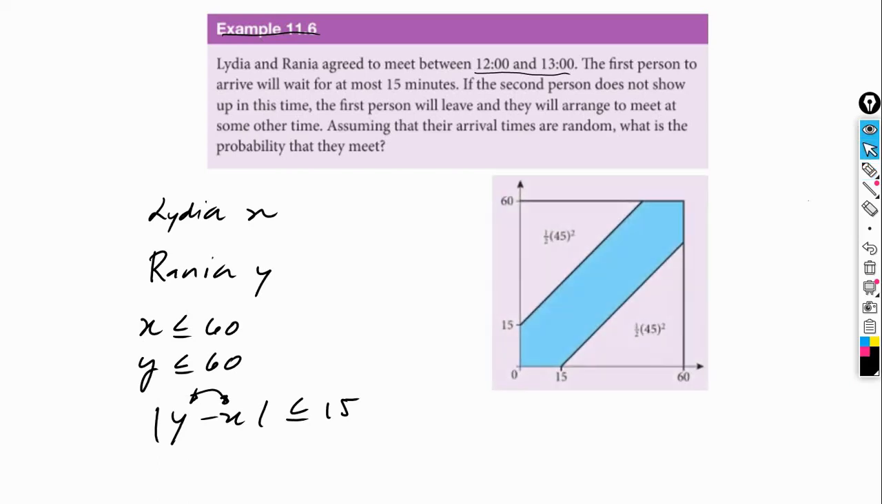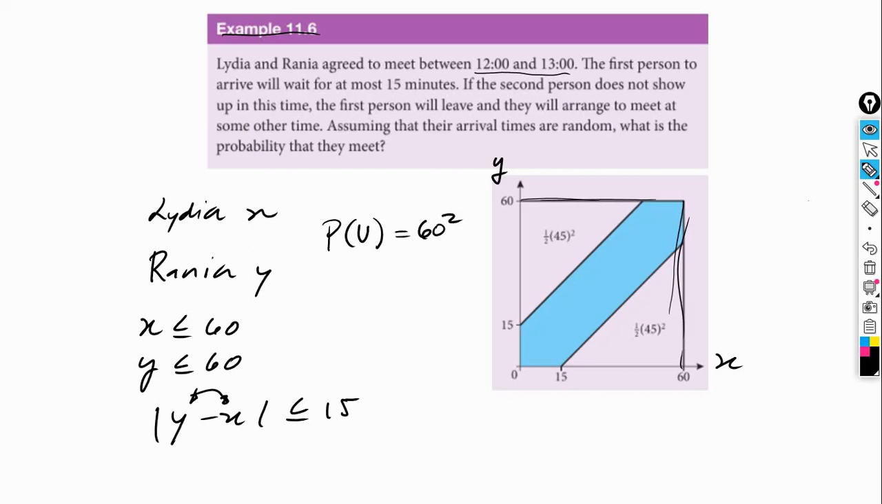So for this, we're going to use a Cartesian plane. Now notice a few things here. First of all, let's consider that X is Lydia's arrival minute, afternoon, and that Y is Rania's. So notice that the set of all possible outcomes between them is the whole area of this square that we see here. So that means that the total outcomes are going to be 60 squared, the whole area, right?